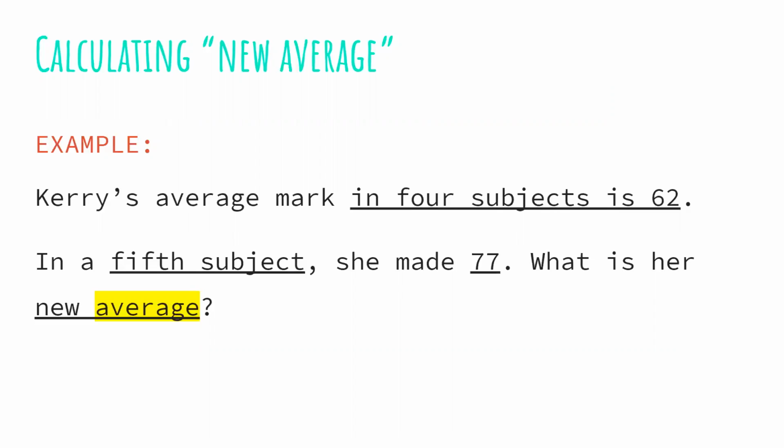The second sentence says, she then completed another subject and scored 77. So she had 4 subjects before, but now she has 5. Well, what does including a new subject affect? Think about it in terms of mean or average. Let's look at the formula.